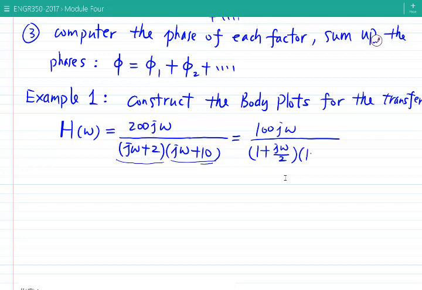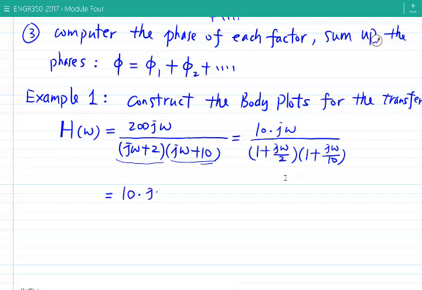So that means we have 1 plus j omega over 10, and we divide it by 10 for the numerator, so we have 10. So 10 times. Now you see here, we have the standard form. So how many basic factors do we have? We have 4. First we have 10, which is a constant.